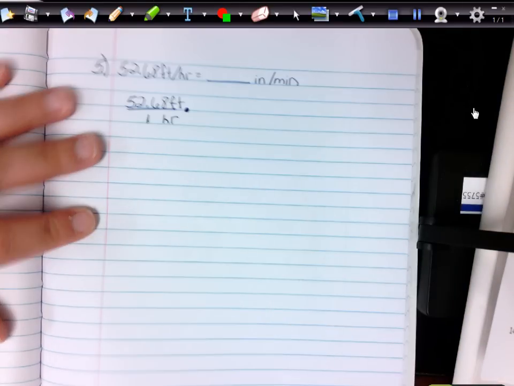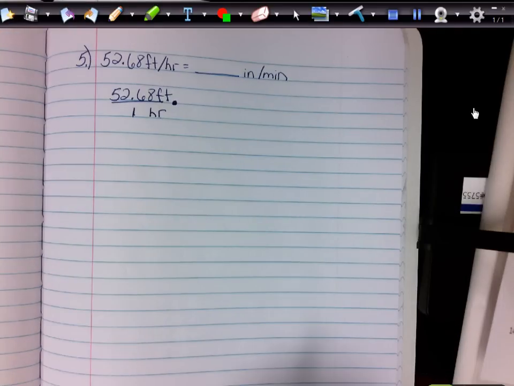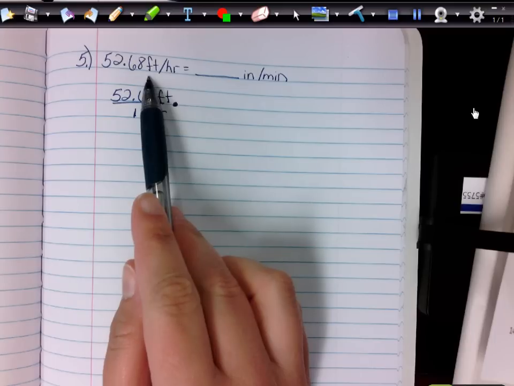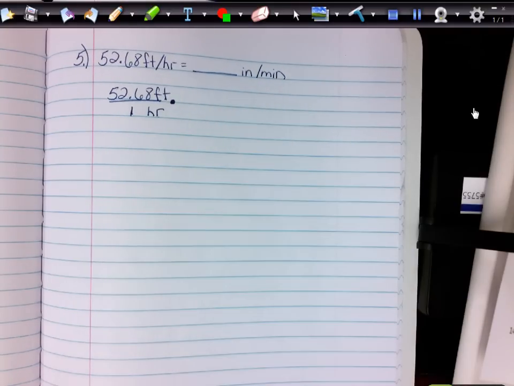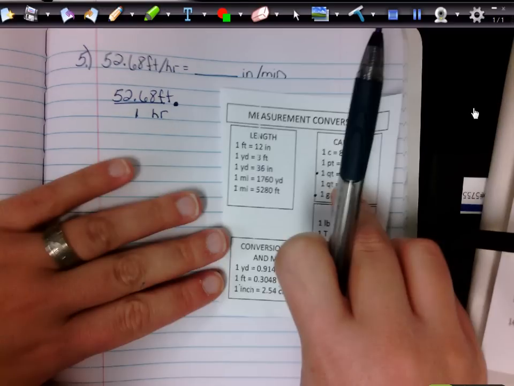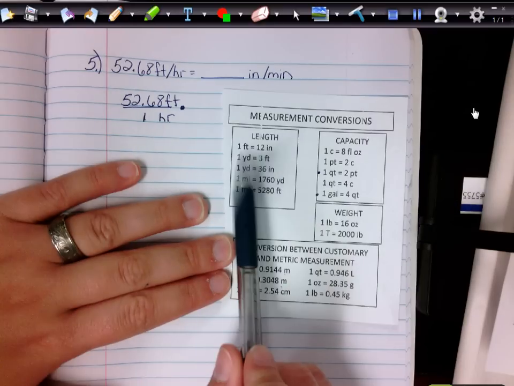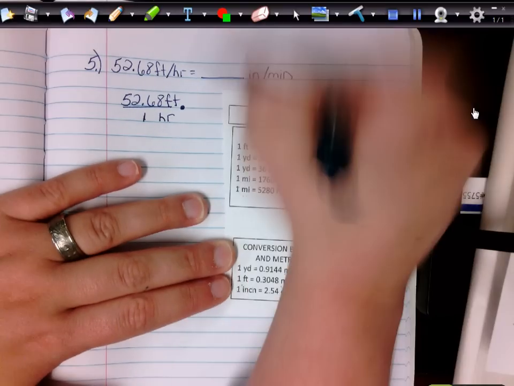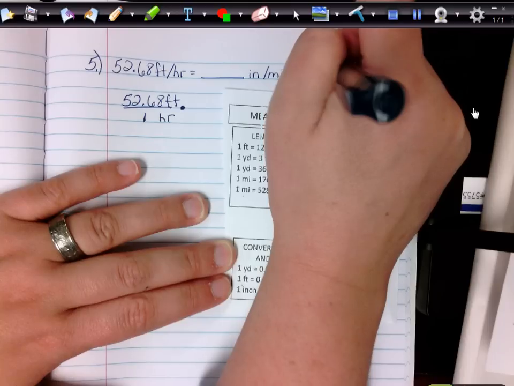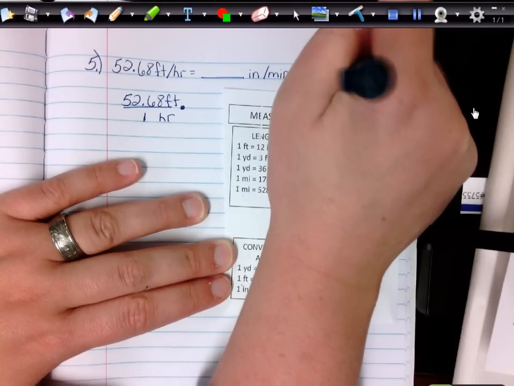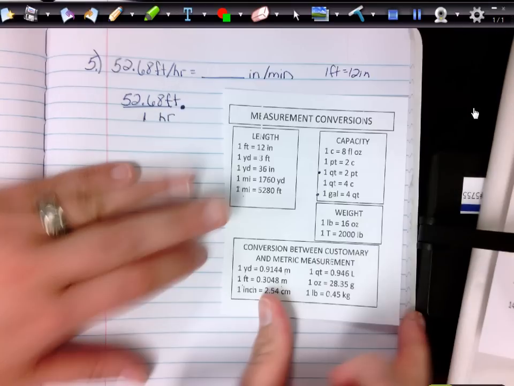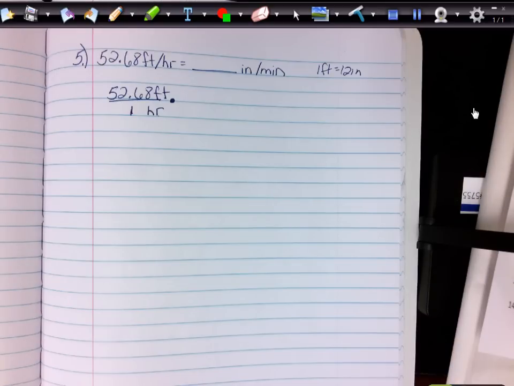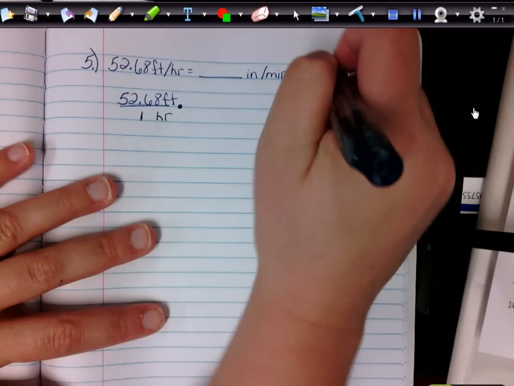So now, first we're going to look at the feet to inches part, because I've got feet and I want to end up with inches. So I'm going to look back at my conversion sheet for feet to inches. And I actually have a direct conversion here. 1 foot is 12 inches, so that's what I'm going to write up here in the corner. 1 foot equals 12 inches. So that's my conversion that I'm going to be using from my conversion sheet.